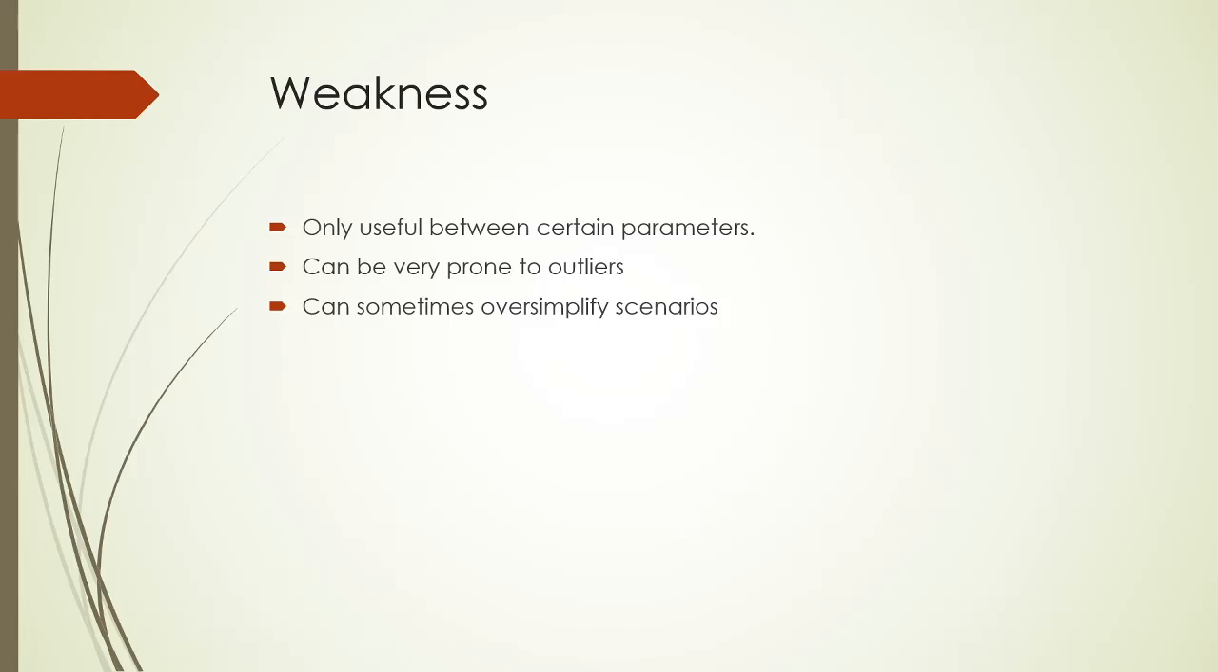Now, some of the weaknesses of linear regression: it can only be useful between certain parameters sometimes, so we can't use it to model all of our data. It can be very prone to outliers because our regression line is based on our data. If we have a few outliers, that will also move our regression line. And sometimes it can oversimplify scenarios where linear regression is not actually applicable.